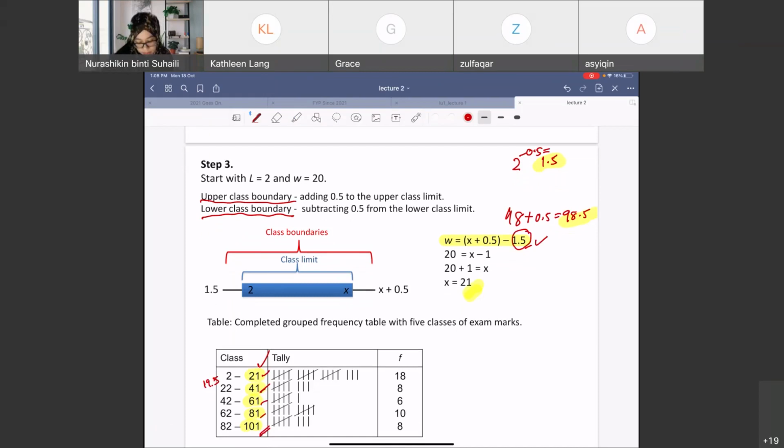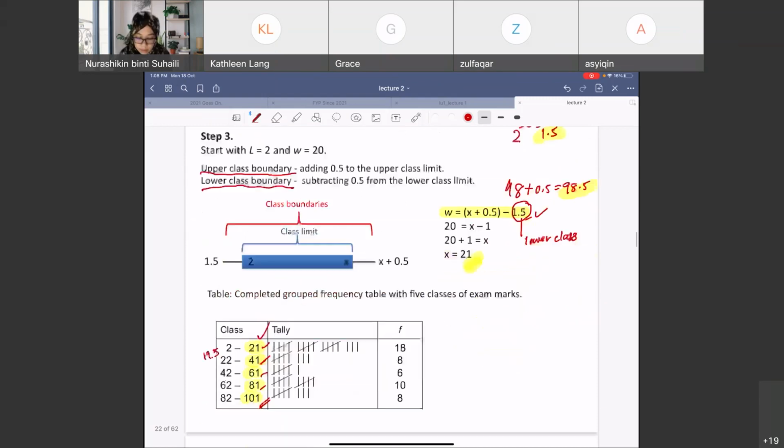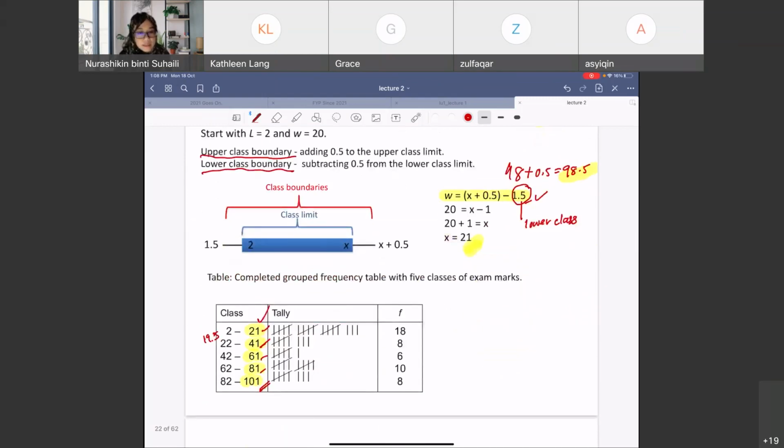Okay, and this is actually the lower class boundary for each class. So that's the first step. You determine the class interval, let's say from 2 to 21, and so on. And after you construct the class or group, then you determine the frequency. The frequency is like you count how many occurrences there are from the data.